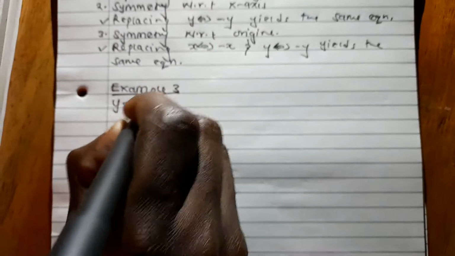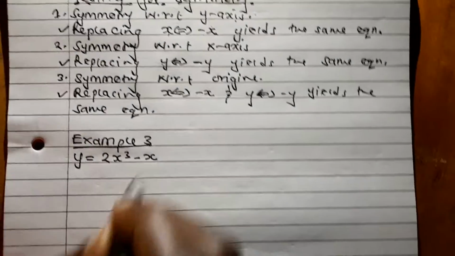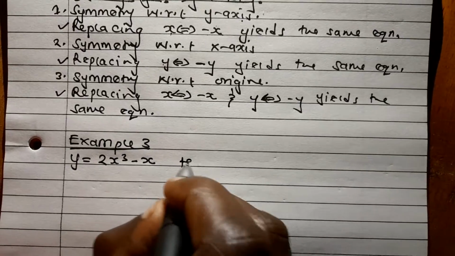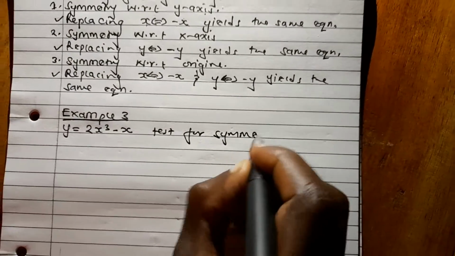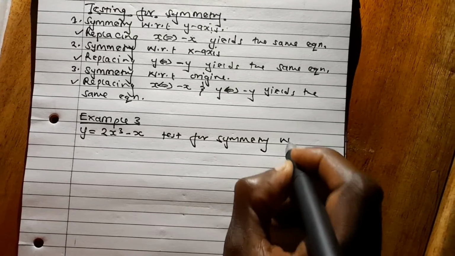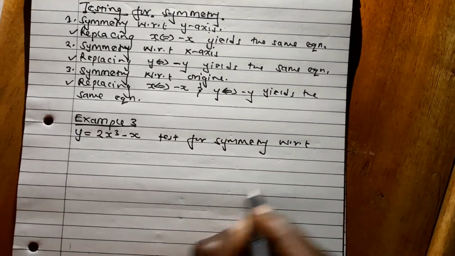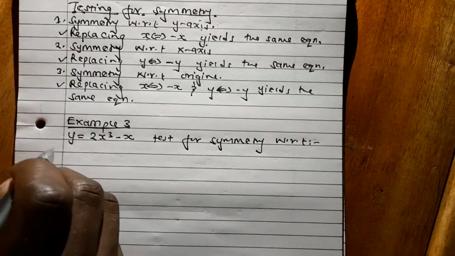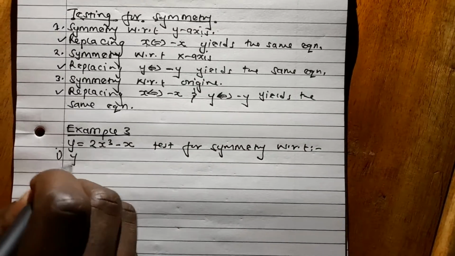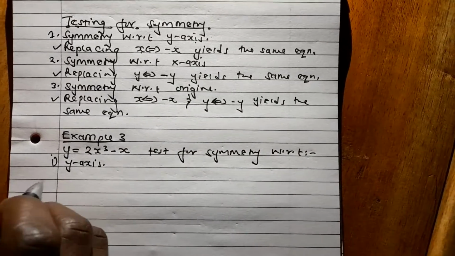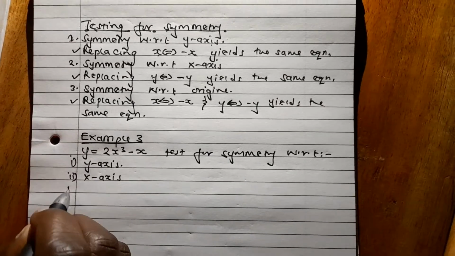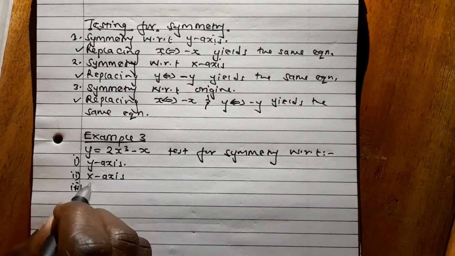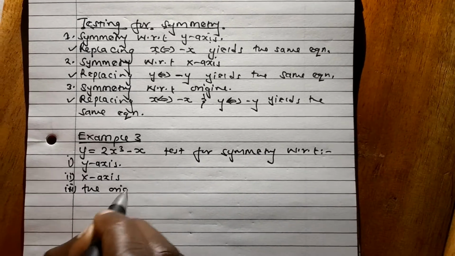Suppose we have a function y is equal to 2x cubed minus x, and we are told to test for symmetry with respect to, Roman 1, the y-axis; Roman 2, the x-axis; and Roman 3, the origin.